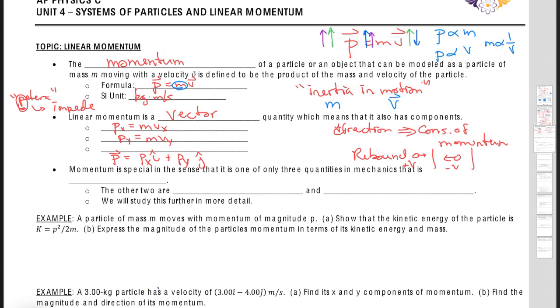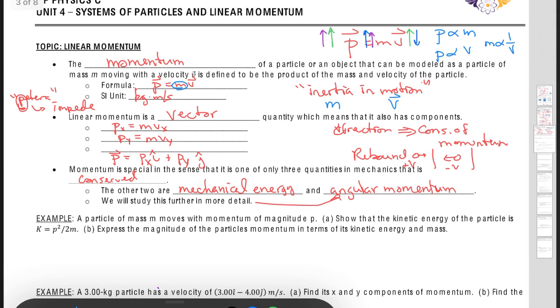Okay, so momentum is special in the sense that it's only one of three quantities in mechanics that is actually conserved. The other two are mechanical energy, which we talked about in Unit 3, and the other form of momentum, which is angular momentum, which we'll talk about when we do rotation in Unit 5. Okay, so we're going to study this one in more detail.